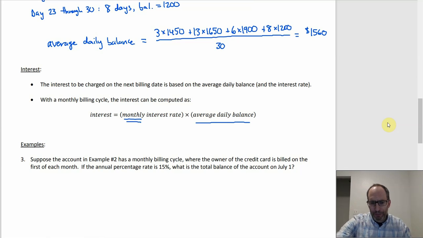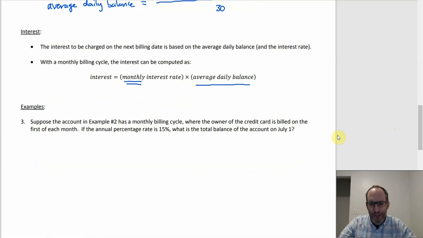All right, so example 3: a credit card has a monthly billing cycle where the owner is billed on the first of each month, and the APR is 15%. What's the total balance on July 1st? So at the end of that month of June that was there in number 2. All right, so we're going to need two things. We need the average daily balance, which we already have because we got it in number 2. And we're going to need the monthly interest rate. Then we'll be able to get the interest, and then we can just add that to the carried forward balance at the end of June. And that would be the bill at the beginning of July.